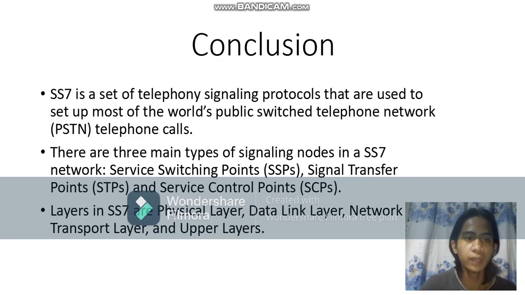SS7 conclusion. SS7 is a set of telephony signaling protocols that are used to set up most of the world's public switched telephone network, PSTN, telephone calls. There are three main types of signaling nodes in an SS7 network: service switching points or SSPs, signal transfer points or STPs, and service control points or SCPs. Layers in SS7 are the physical layer, data link layer, network layer, transport layer, and upper layers.